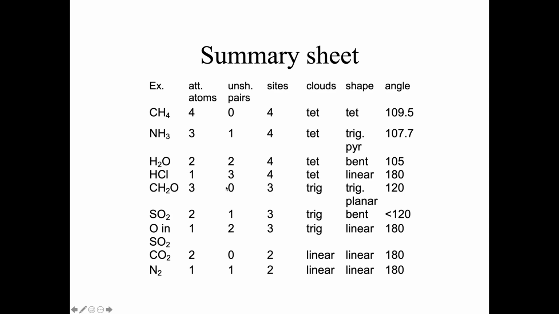There are 3 attached atoms, no unshared pairs. So now every time you have 3 sites, take 3 pencils, try to get them as far apart as possible, but keeping them held together. You're going to be trigonal planar. By the way, there's trigonal pyramidal and trigonal planar, so you can't just say trigonal. You have to specify. So it would be trigonal planar. And again, if the clouds are all attached atoms, the shape of the clouds and the molecule will be the same. If you take one of them away, it's bent. If you take 2 away, it's linear. Then once you get down to 2 sites, everything's going to be linear.